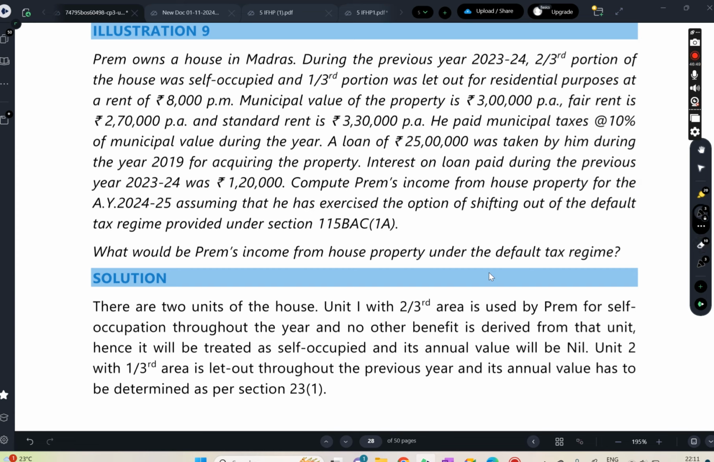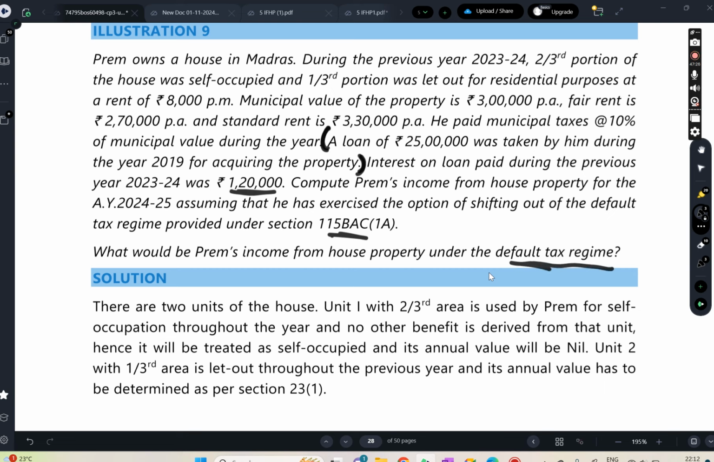Now from here, a loan of 25 lakhs was taken by him during the year 2019 for acquiring the property. All the conditions are satisfied. Interest on loan paid during the previous year 2023-24 was 1,20,000. Compute the income from house property for the assessment year 2024-25, assuming that he has exercised the option of default regime. Okay, this 115BAC, forget about that part. What would be the income from the house property under the default tax regime?